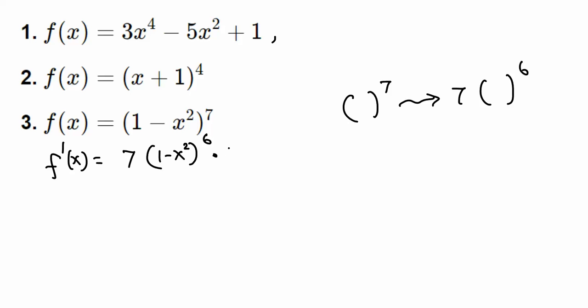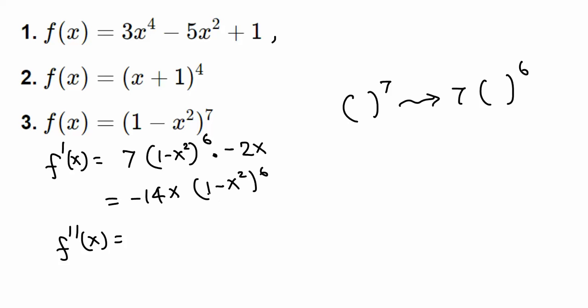Derivative of 1 is 0, minus, we don't have to write 0. Derivative of x squared is 2x. Okay, so let's simplify, because we need to find the second derivative, otherwise we would leave it here. So this is same as 7 times negative 2x, negative 14x, times 1 minus x squared to the 6th. That's the first derivative. Now we need to find the second derivative. That is derivative of this function.